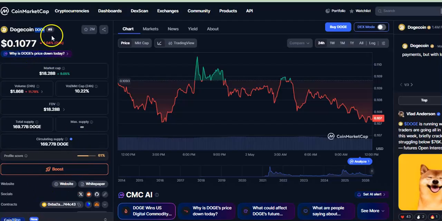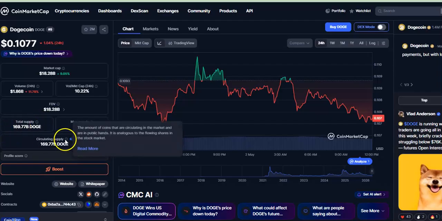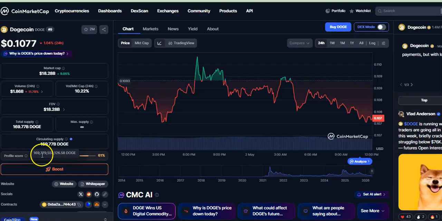You can see the current price is $0.1077. It is down by 1%. Rank is around 9. Around 2 million users are following this cryptocurrency. Market cap is $18 billion. Volume in 24 hours is 1.86 billion. Total supply is 169 billion, and circulating supply is 169 billion. Okay, so you can see the candles have gone down by 1% in 24 hours.